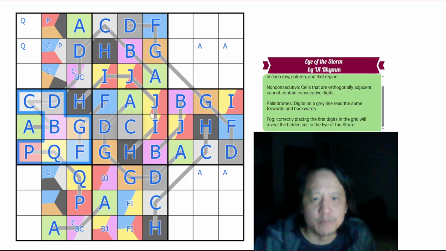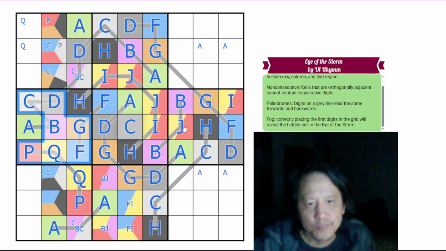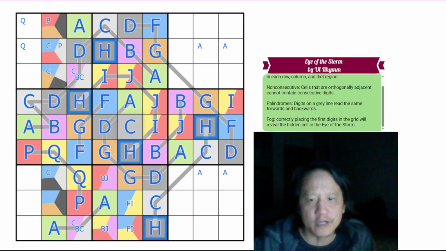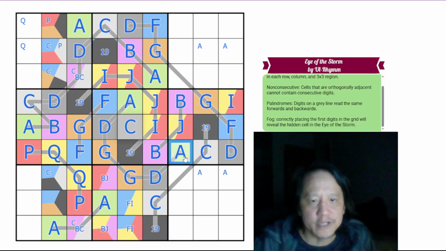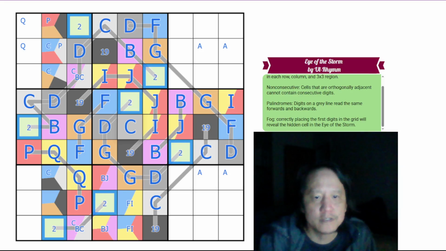Because it's next to both I and J, which is red and yellow. It's next to B, it's next to C, it's next to D, G, and F. So H is a 1 or 9. Okay. A is a 2 or 8. Guaranteed.